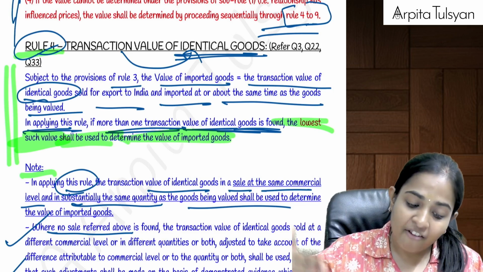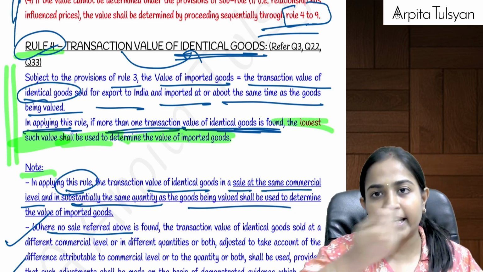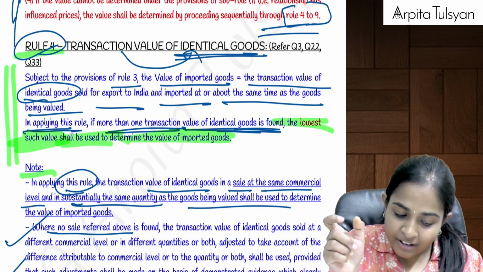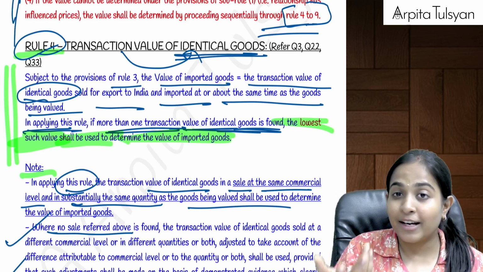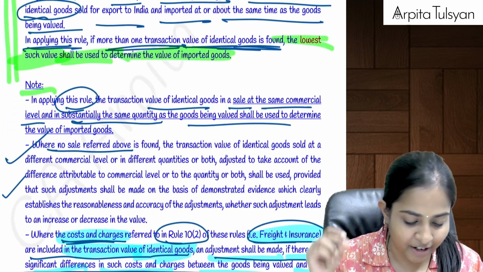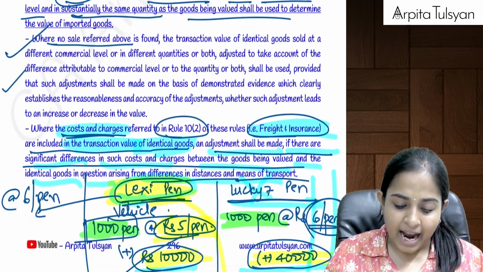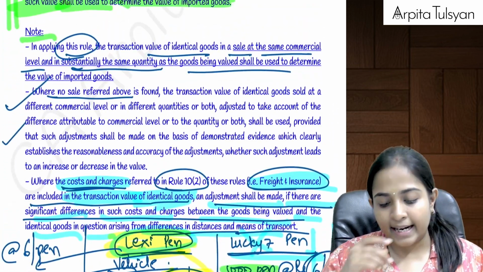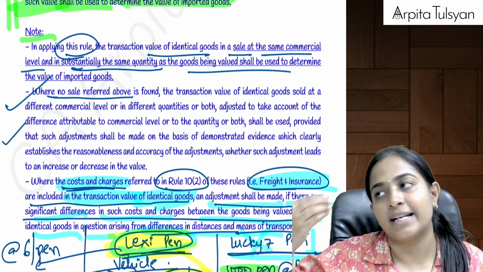Okay, if you have multiple values of identical goods, then whatever is the lowest value given to us, that will be considered for the purpose of calculation of duty. Are you understanding this?